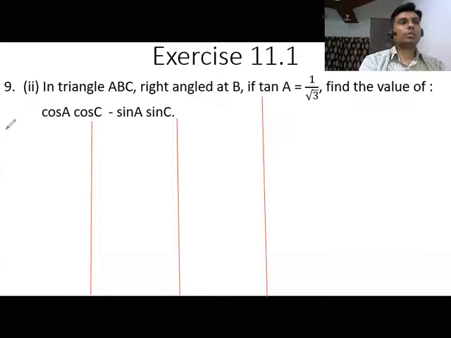Tan A is equal to 1 by root 3. Now we know what is tan. Tan is opposite by base. So they're telling us if opposite is 1, base is root 3.